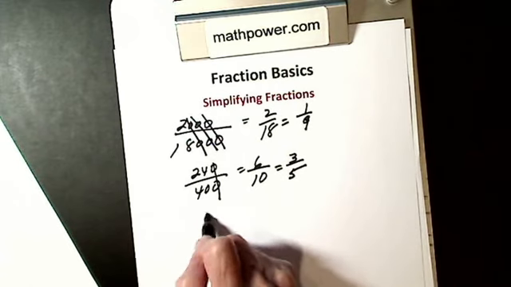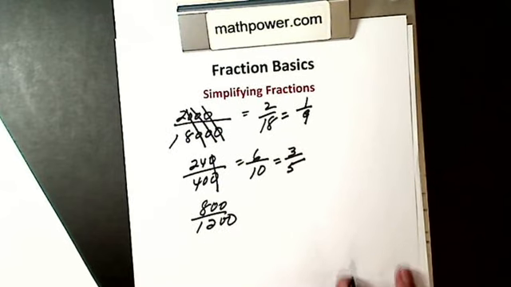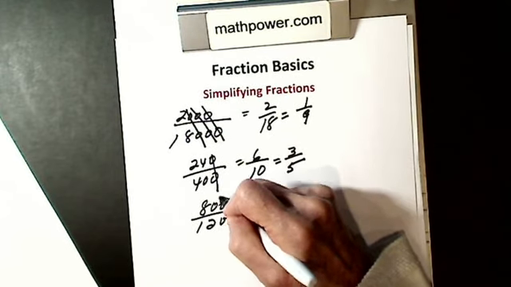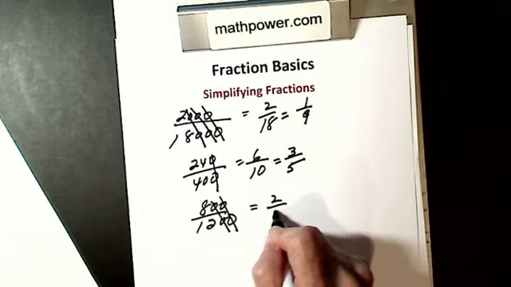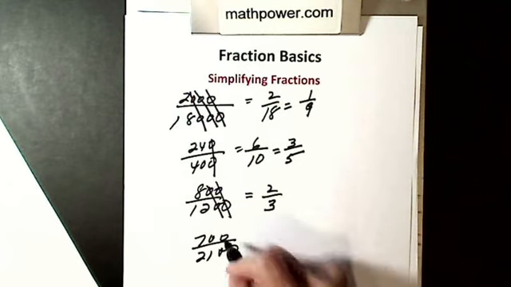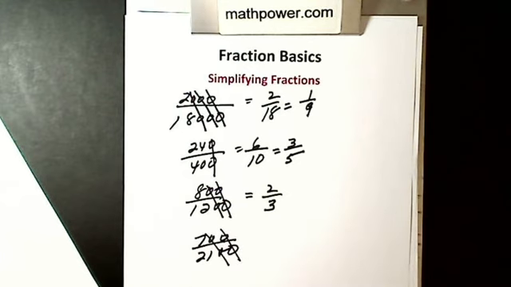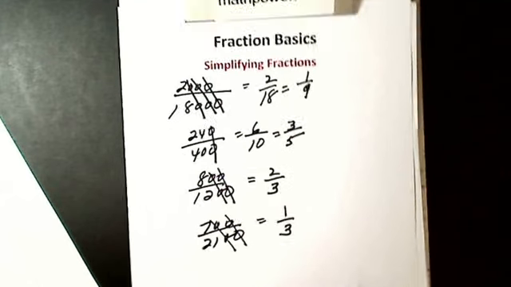All right, let's say I have 800 divided by 1,200. I can knock off pairs of zeros. There we go. 4 into 8, 2. 4 into 12, 3. I get 2/3. All right, let's do another one. 700 divided by 2,100. I can knock off my pairs of zeros. 7 into 7, 1. 7 into 21, 3.